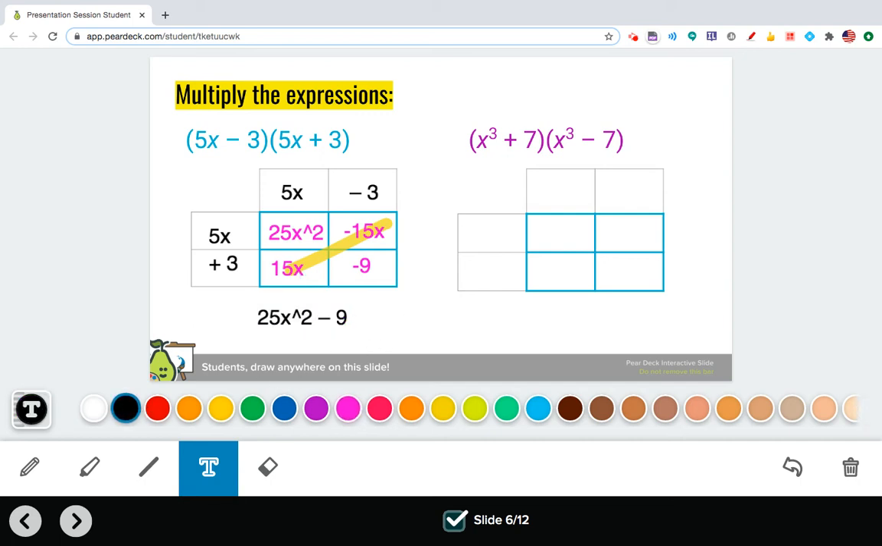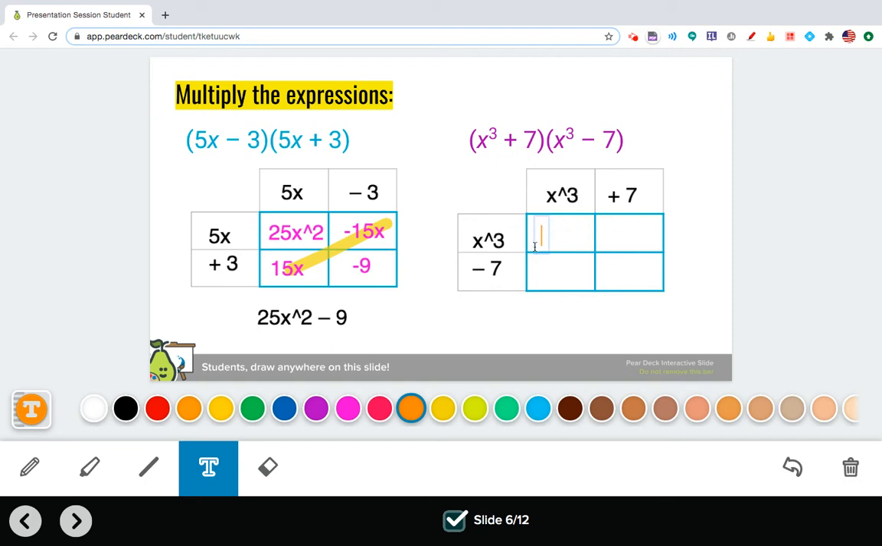Okay. Now we'll look at the next example. And we have x to the third this time, plus 7, times x to the third minus 7. And what we want to do is we want to multiply and put our different terms inside this box.